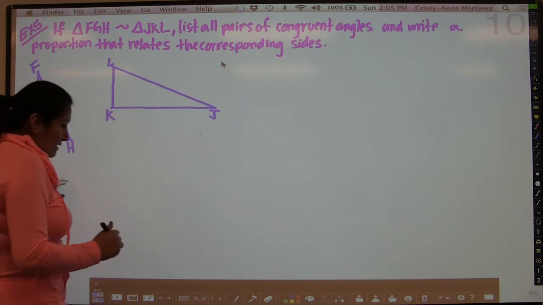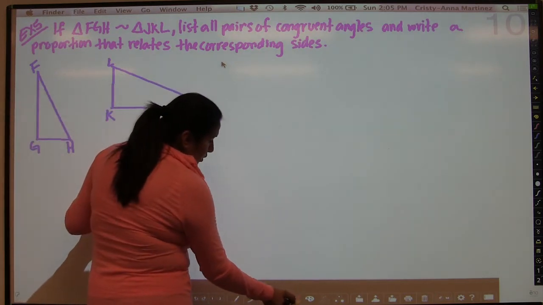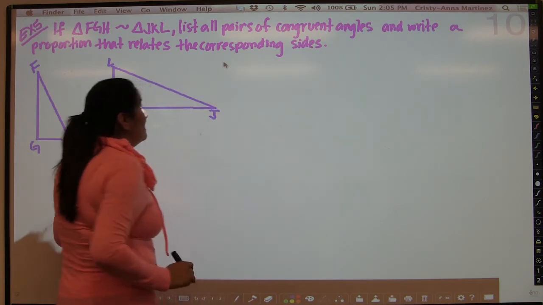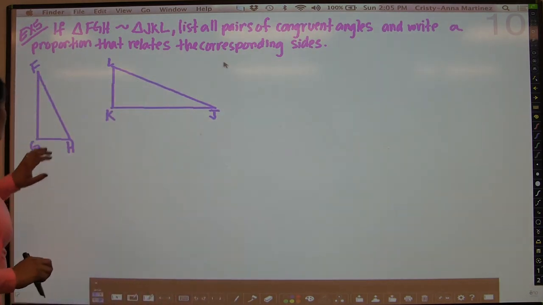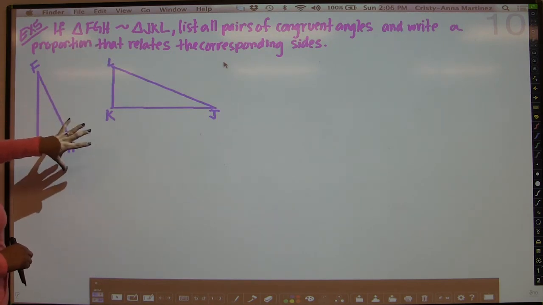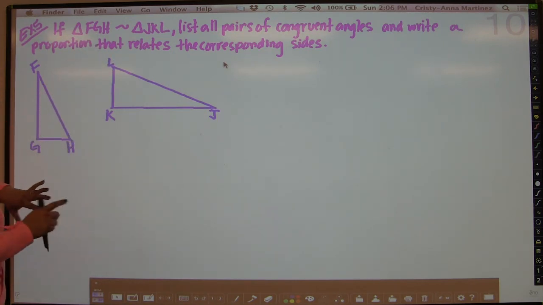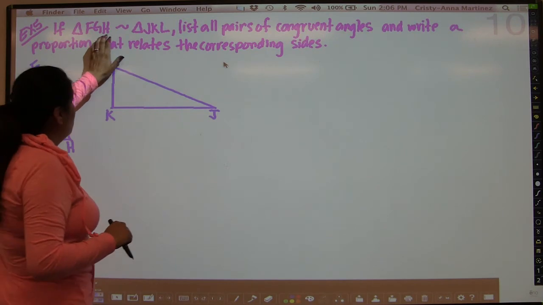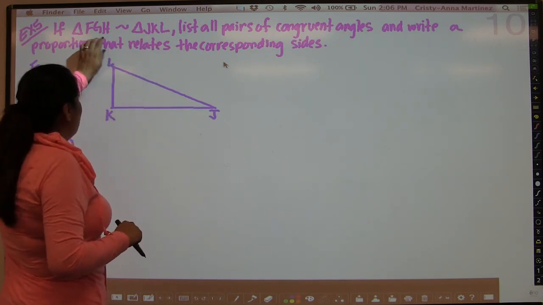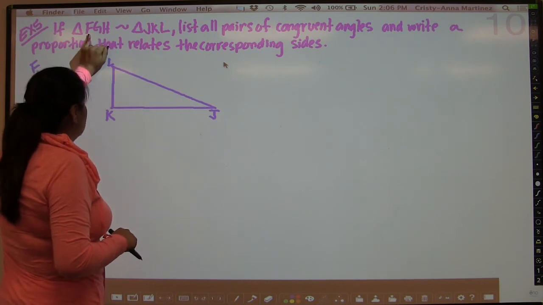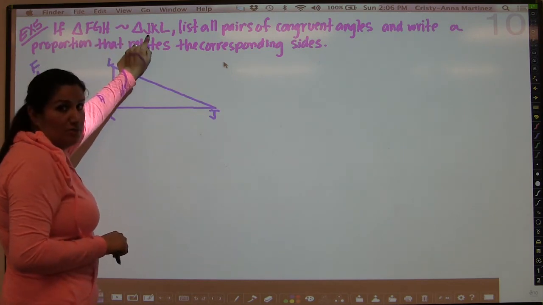So now in this case, this is why it's very, very important that you always have the letters in the right order, because you might not be able to tell from the diagram which angle corresponds with which, but you can always be safe when you're using the actual position of the letters. Because these are written in the right order, then I know that F corresponds to J, because F is in the first position here and J is in the first position here.